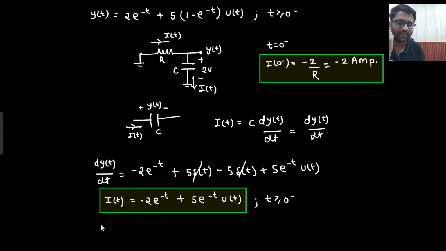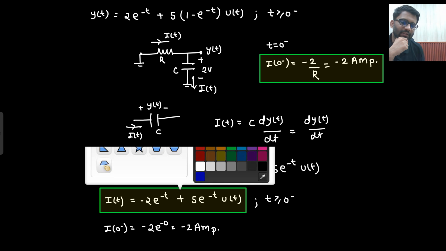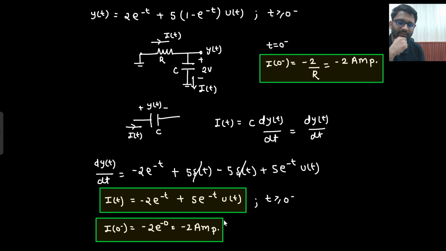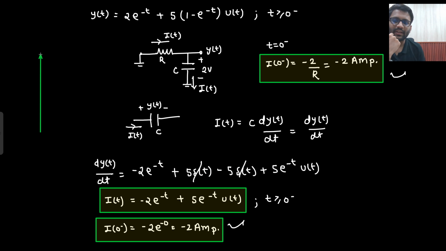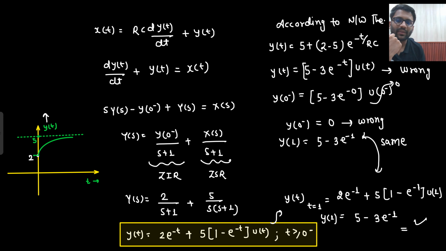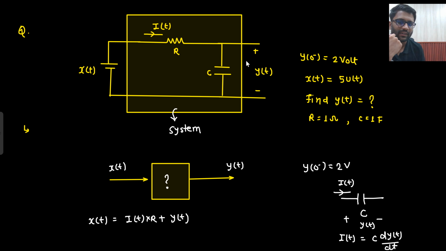Is this expression correct? Let's check. What is the value of current at 0 minus? That is e to the power minus 0, minus 2 ampere only, which is absolutely matching. Can you draw the graph of current for the given circuit? Surely I can. Initially I know that the current was minus 2 ampere.